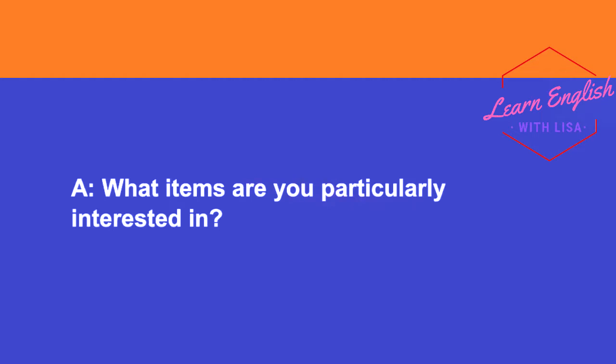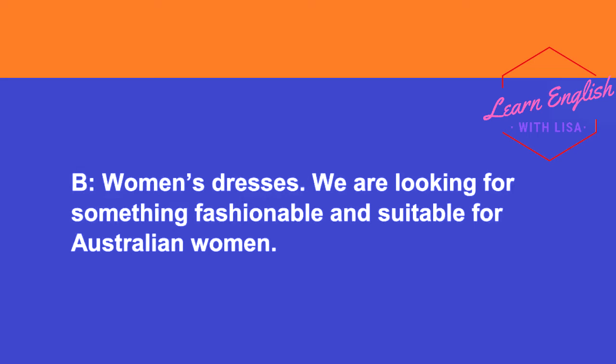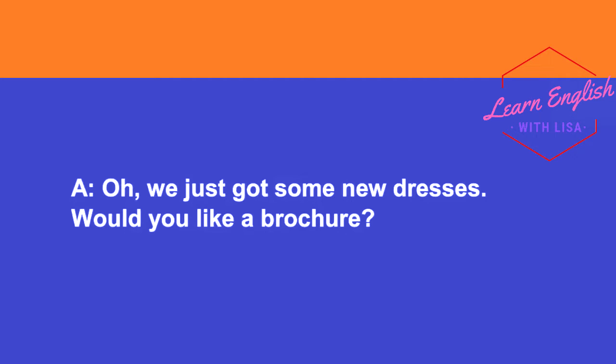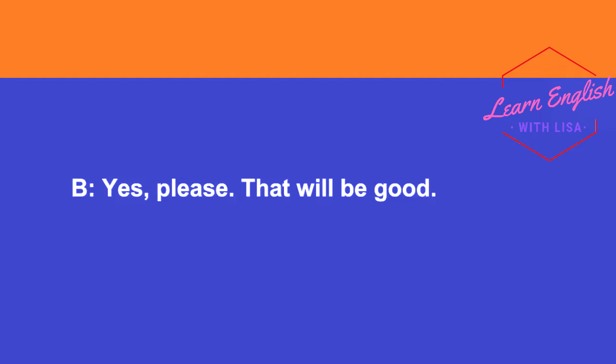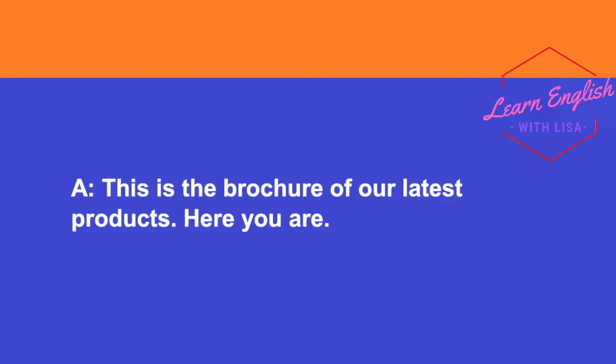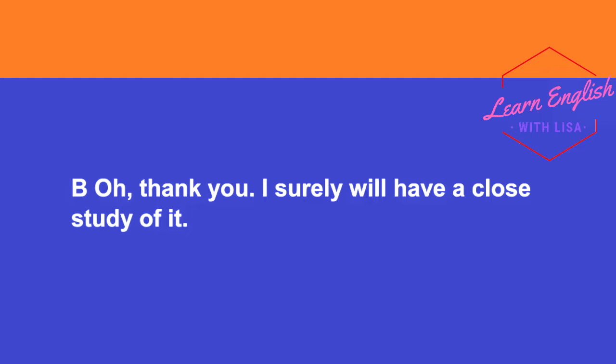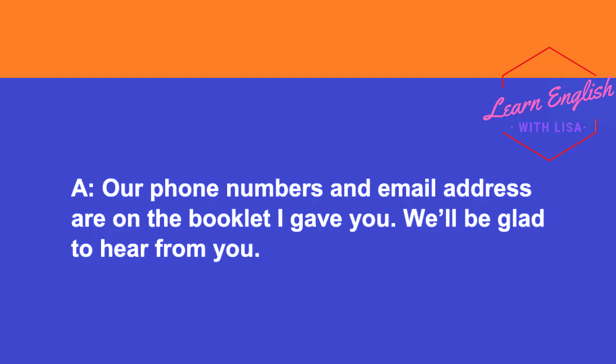Dialogue 1. What items are you particularly interested in? Women's dresses. We are looking for something fashionable and suitable for Australian women. Oh, we just got some new dresses. Would you like a brochure? Yes, please. That will be good. This is the brochure of our latest products. Here you are. Oh, thank you. I surely will have a close study of it. Our phone numbers and email address are on the booklet I gave you. We'll be glad to hear from you.